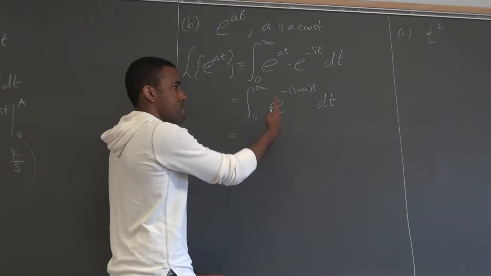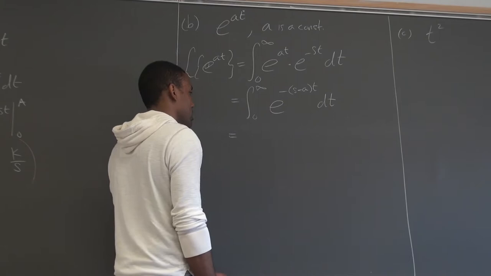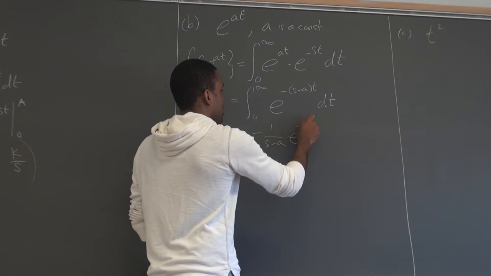Someone can say something. Minus 1 over s minus a, e to the minus s minus a, t, between 0 and infinity.